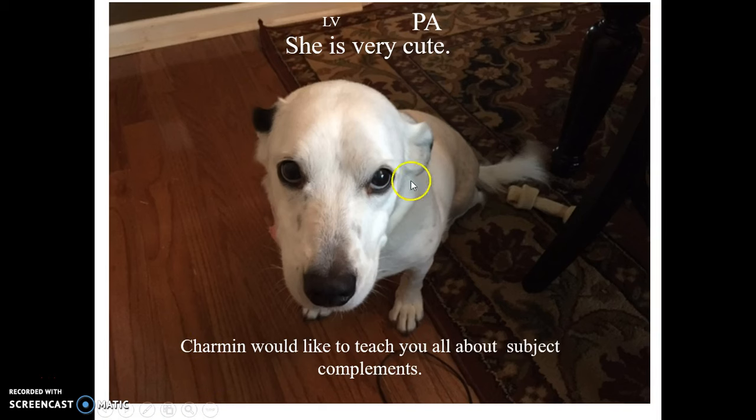And if you look, I did a cute little picture of Charmin. It says, Charmin would like to teach you all about subject complements. She really doesn't want to teach you that, but I want to teach you that, and she looked cute, so I combined it. If you look, this is an example of a subject complement. She is, being a linking verb, very cute. Cute is your predicate adjective.